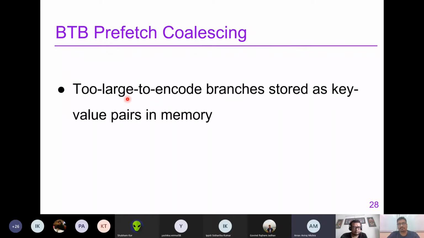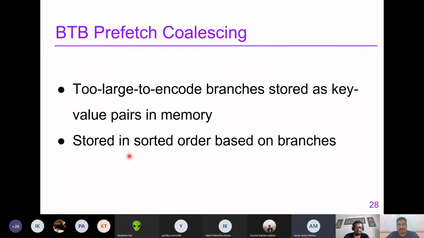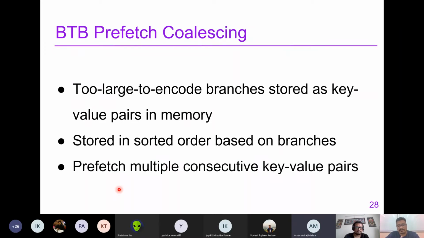So now, instead of storing the absolute address, we are storing the offsets. There could be some branches whose offset is too large to encode using just 12 bits. In that case, what they are proposing is to store them as a key value pair in memory, and they store all such addresses in a sorted order of branches. They prefetch multiple such key value pairs so that they can use just one operation to prefetch multiple entries, and since they are stored in sorted order, they are hoping to utilize the locality.